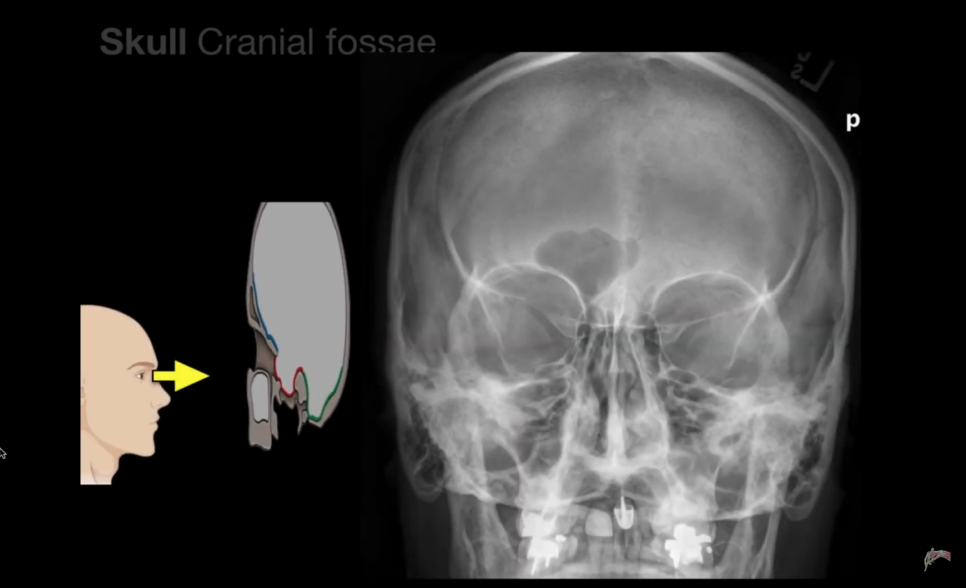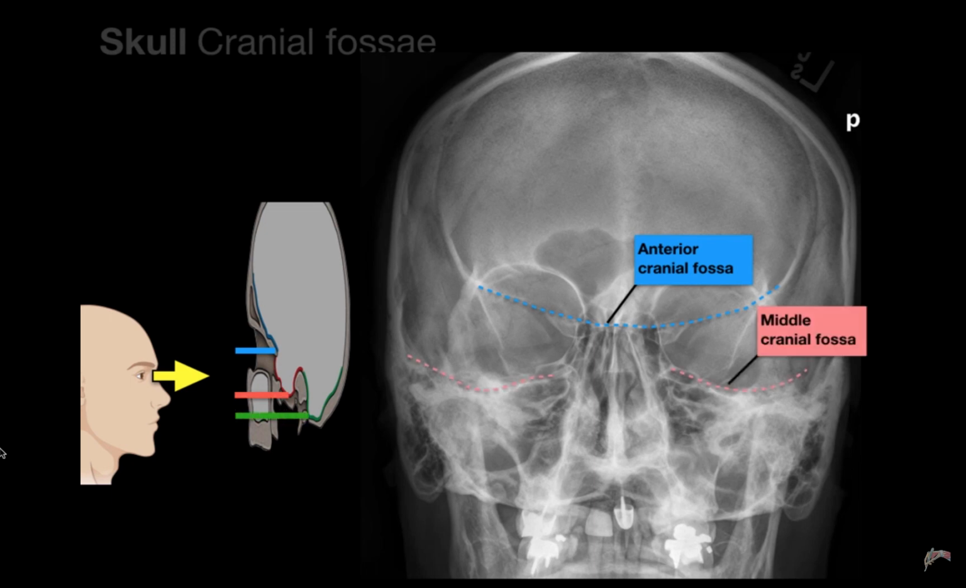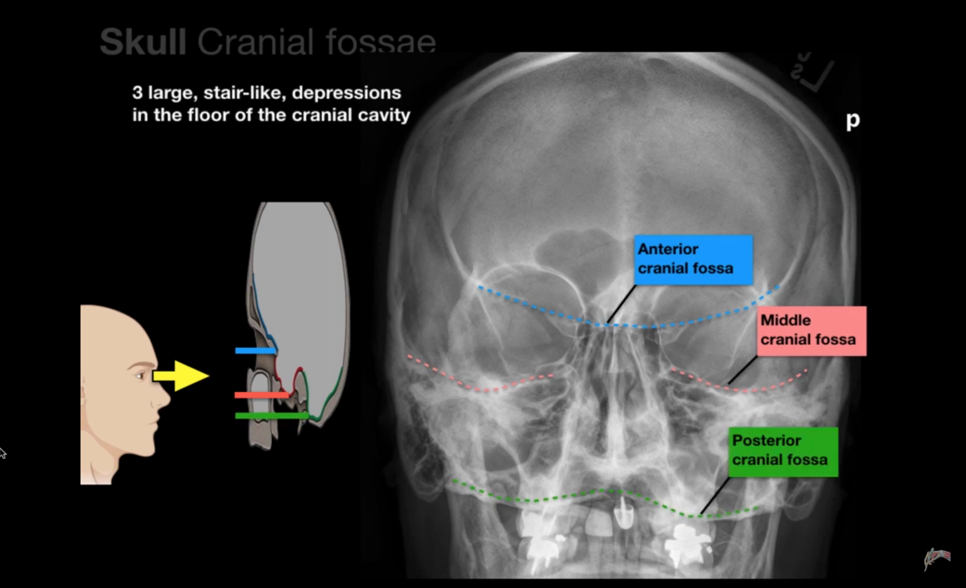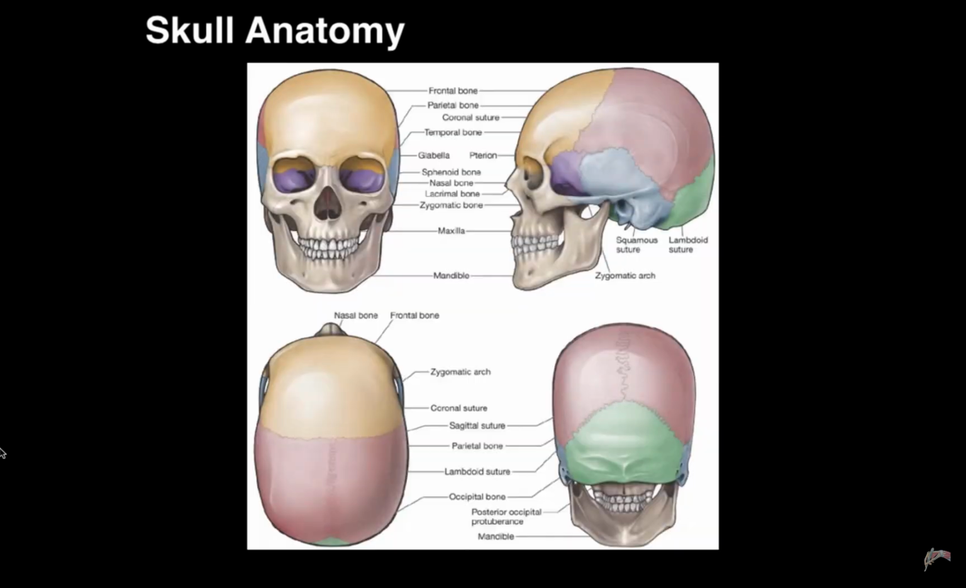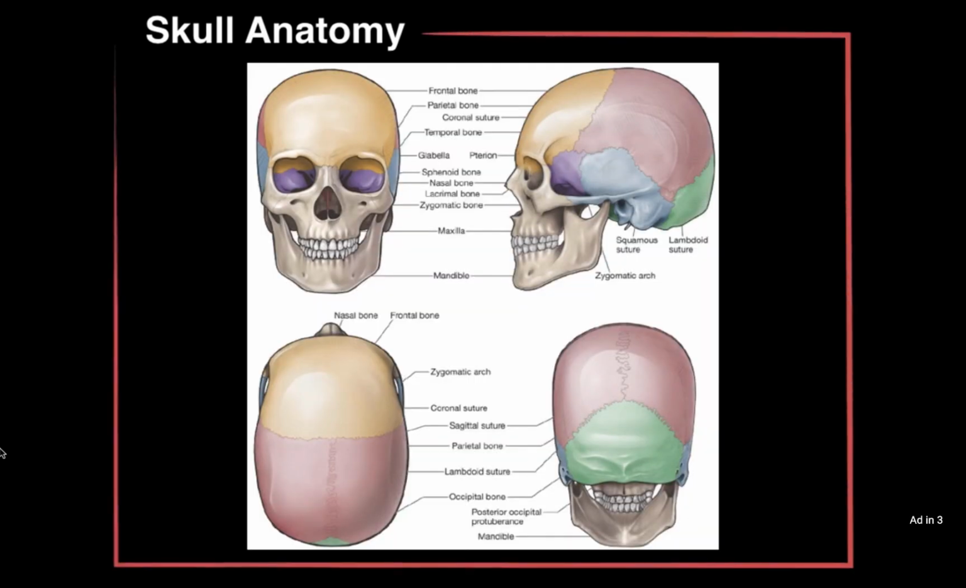So when you're looking at the front of an x-ray, what the illustrations on the left are showing is the view you see on this x-ray. Notice what happens. There's the level of the anterior cranial fossa. Now look at the x-ray. There it is. That's the anterior cranial fossa. Now in red, there's the floor of the middle cranial fossa, and then in green, there's the floor of the posterior cranial fossa. So there you get these three stair-like depressions in the floor of the cranial cavity. So that, my friends, is showing the skull anatomy in a nutshell.